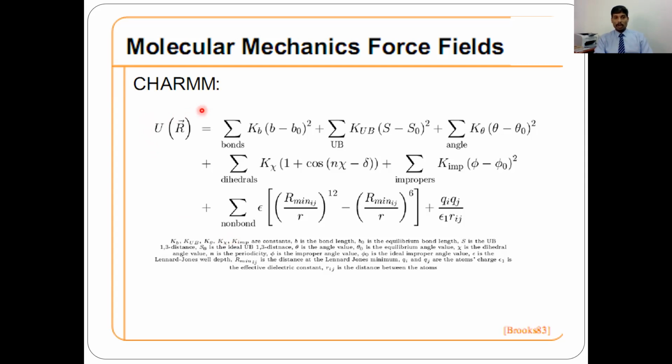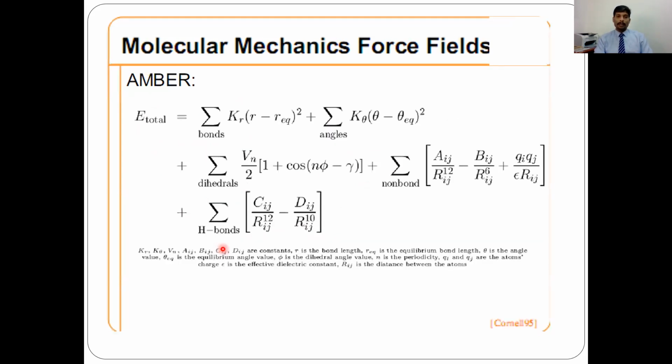One is CHARMM, where the total free energy is calculated by summing the bonds, UB, angles, dihedrals, impropers, and non-bonds. All these things will be considered. Then there is AMBER.